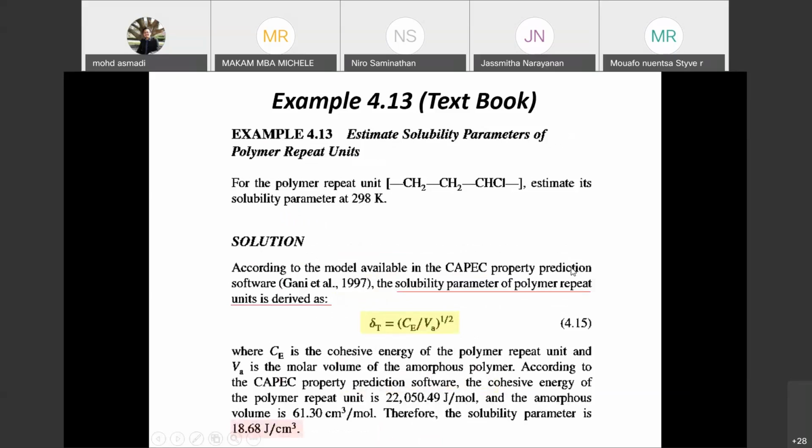This is another example for the polymer repeating units, for example this one, CH2, CH2, CHCl. Estimate the solubility parameter. Similarly, also delta T from the CAPEC properties, CE divided by VA. So just substitute. Actually, CAPEC is the database. If you ask what is the CAPEC property prediction software, this one. So just substitute, you can get delta T. So this is how you calculate. Generally it's redundant with the primary properties. So all those are examples for the secondary properties.